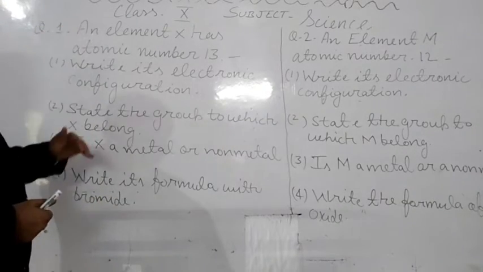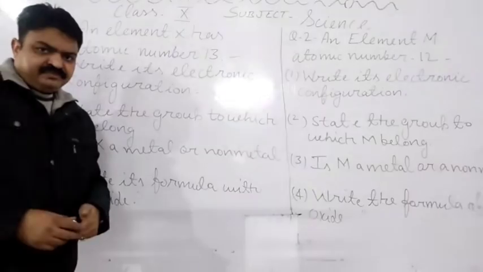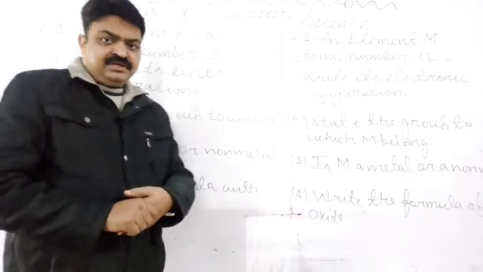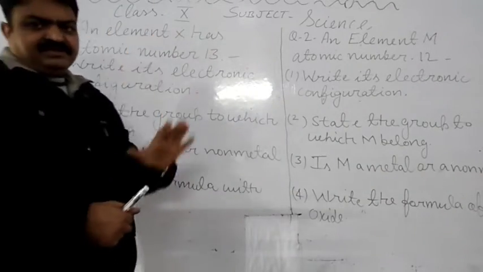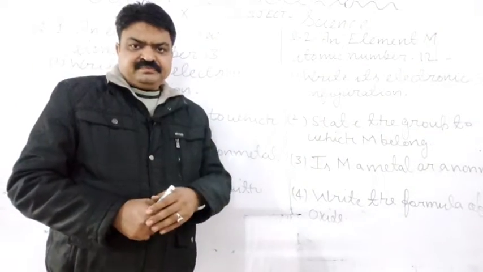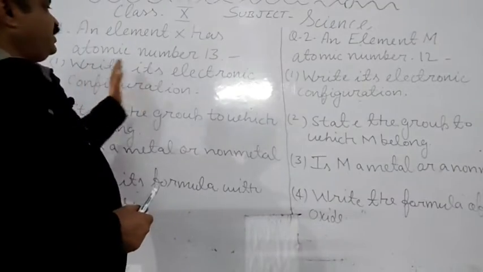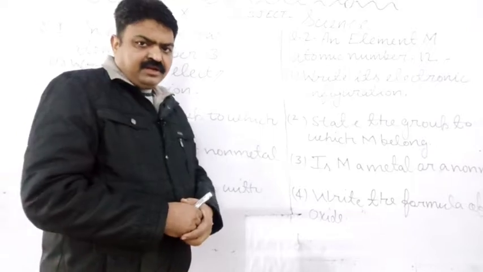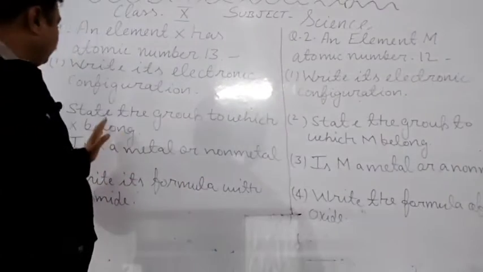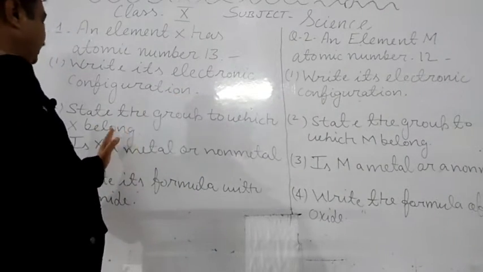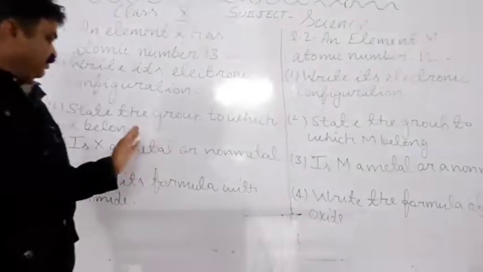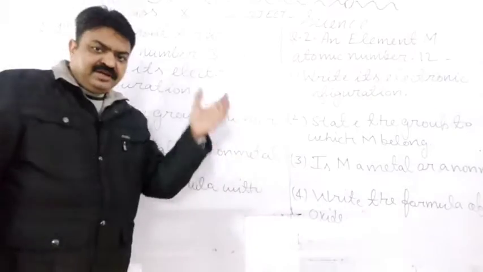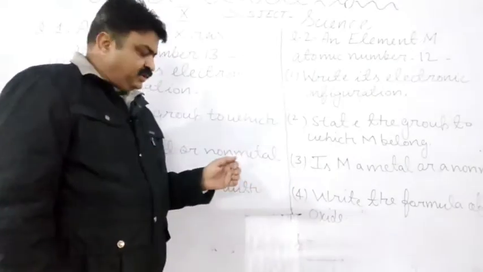An element X has atomic number 13. That means there is one element that has the atomic number 13, and the name of the element is X. Now write its electronic configuration. State the group to which X belongs. Group and period we will try to find out. Period is not given, but period we can easily find. About this I will also tell you.